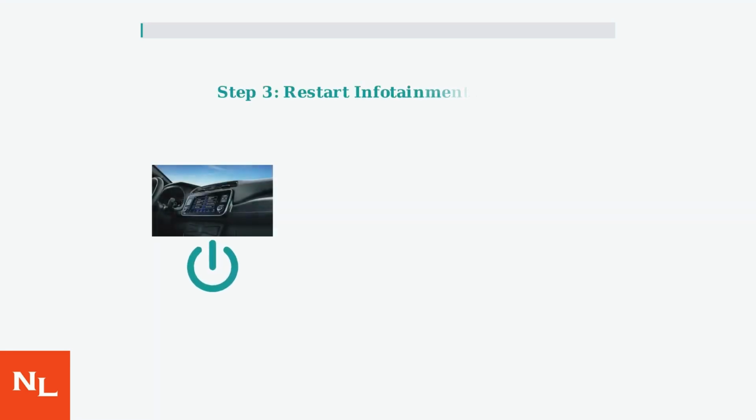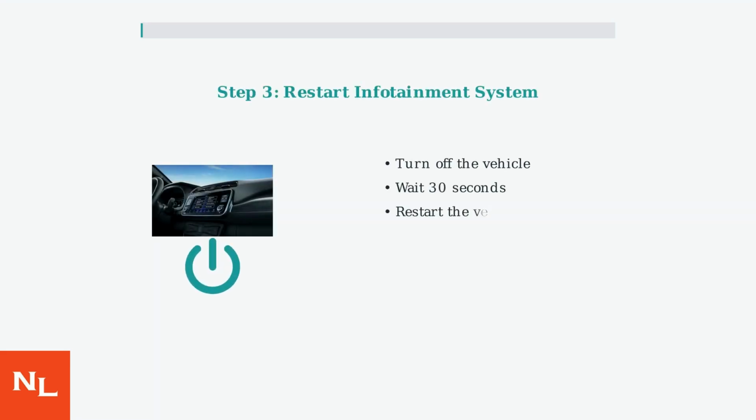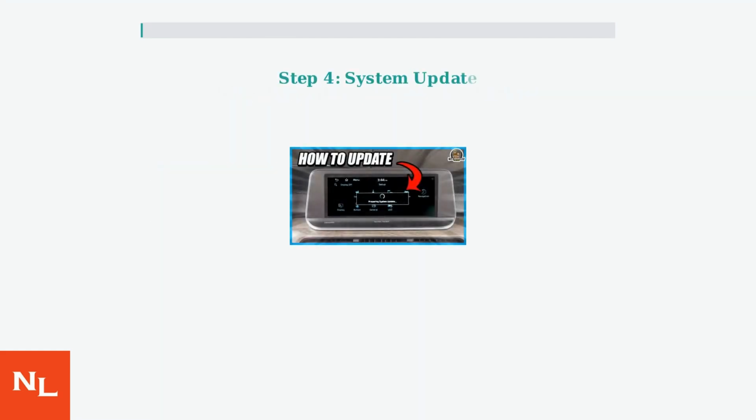Step 3. Restart your infotainment system. This simple step can resolve temporary software glitches that may be preventing downloads. Step 4. Perform a system update. Outdated software may have compatibility issues. Installing the latest software version often includes bug fixes that resolve download problems.